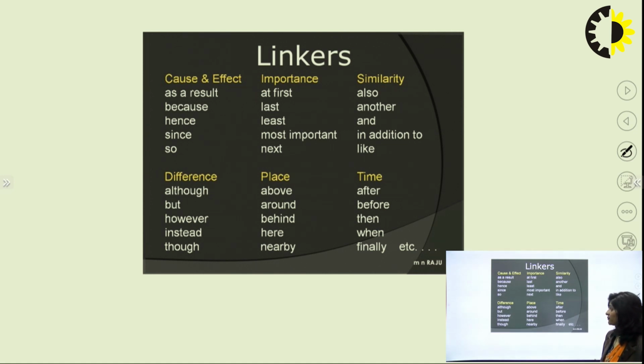If you want to show something which is important, then you can use these kinds of phrases like at first, last, least, most important, next. If you want to add similar ideas, you can use all these phrases. If you want to compare, or if you want to add some kind of contrast in your ideas, then you can use although, but, however, instead, though. For time, you can use after, before, then, when, finally, etc. So all these phrases help you to develop your paragraph logically.